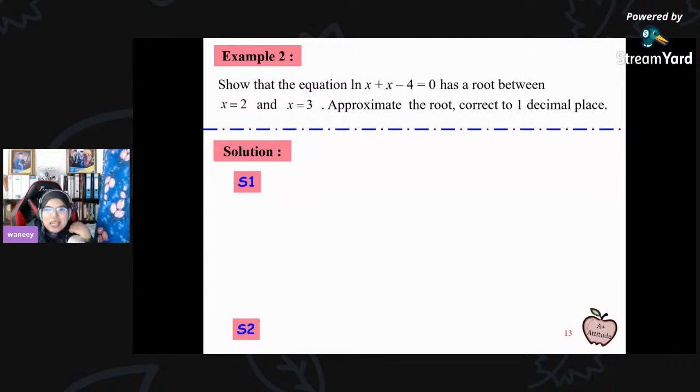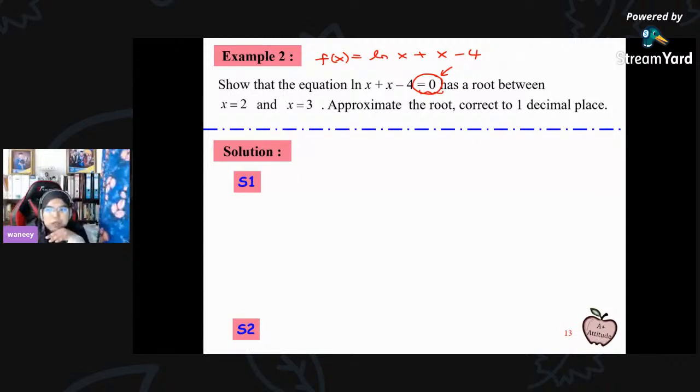Okay, so ln x plus x minus 4 equal to 0. This is the most important thing. Do make sure that the right hand side is equal to 0 first before you write down your f(x). So that means we can write down our f(x). f(x) is equal to ln x plus x minus 4. If you do have something on the right hand side, bring it to the left. So do make sure the right hand side is 0 only.